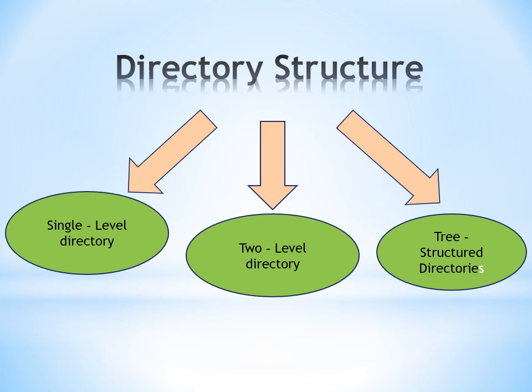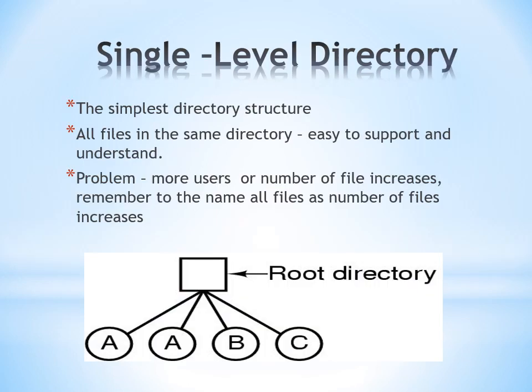Okay, for directory structure, you have learned three levels in the basic directory structure. First is the single level, another is the two-level, and then we have the tree-structured directory. The single-level directory is a very simple directory structure where all the files are in the same directory, easy to support and easy to understand.